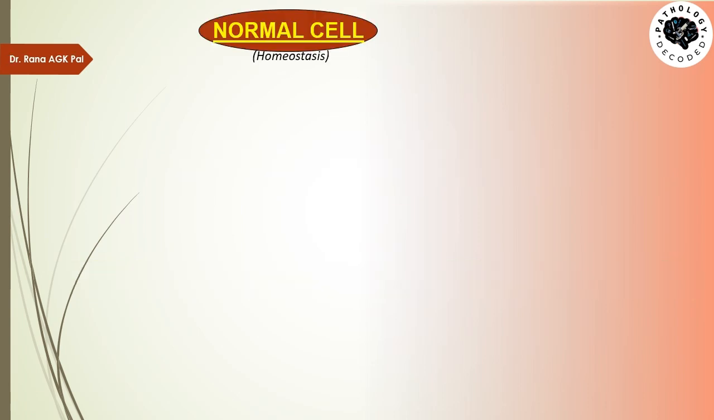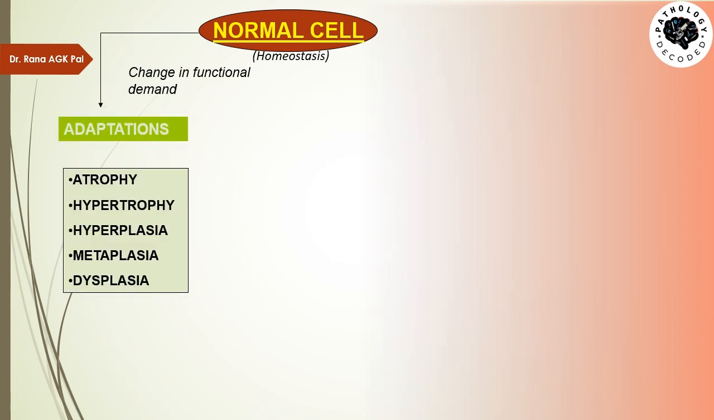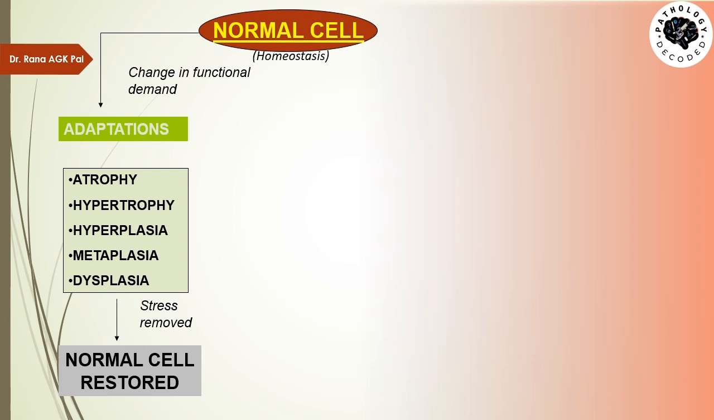A cell, when it is normally present inside the body, we say that it is in a homeostatic state. This cell, whenever it faces a change in its functional demand, it could be increase in the functional demand or it could be a decrease in the functional demand, it will undergo what we call as adaptations. These adaptations can be in form of atrophy, hypertrophy, hyperplasia, metaplasia, and dysplasia. Now all these adaptations, if the functional demand is removed and cell is again presented to its homeostatic state, it will restore itself and become a normal cell.